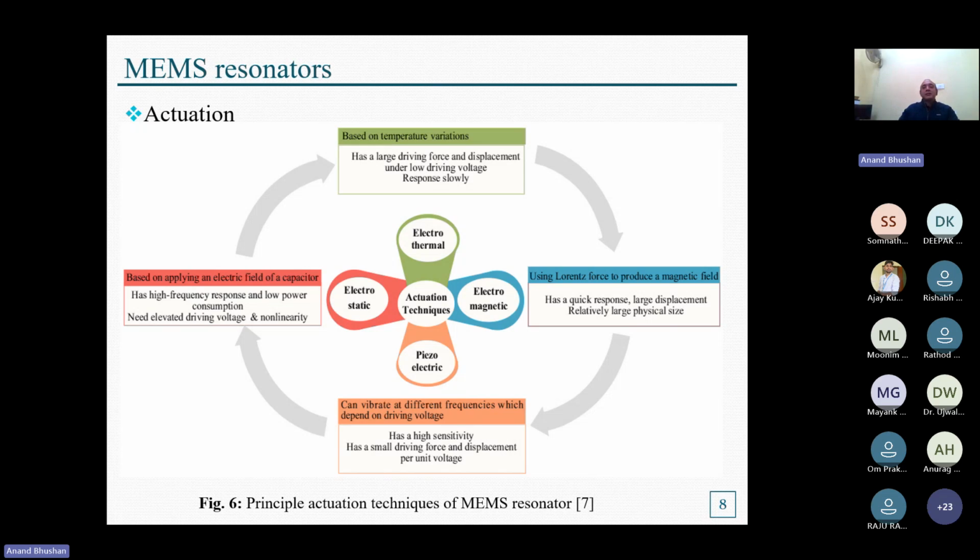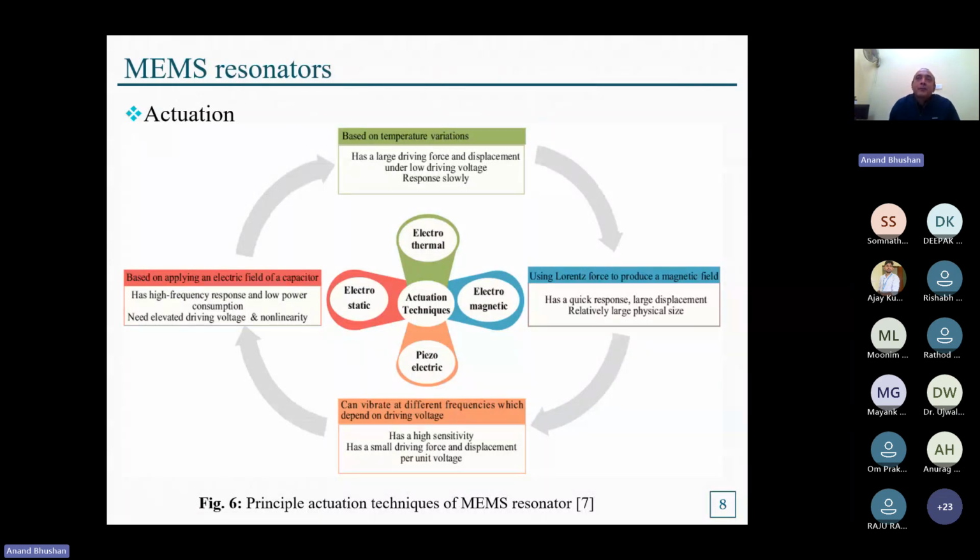The other method is piezoelectric. So in piezoelectric, we use the piezoelectric properties to actuate a MEMS resonator. So how can we do this? One way is that in the microbeam, either we use a piezoelectric microbeam, or if not possible, we can put a layer of piezoelectric material on the microbeam.